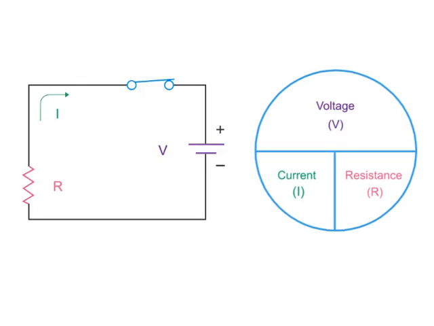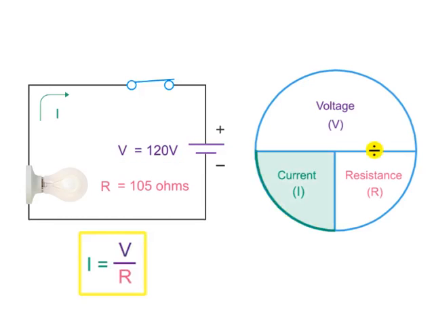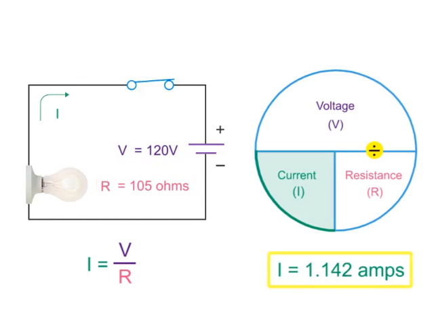Let's look at a few circuit examples and use the various formulas to calculate the values of each of the circuit components. So, for the following circuit, if a light bulb in a lamp has a resistance of 105 ohms, and the voltage to light the lamp requires 120 volts, how much current flows through the light bulb? Using the Ohm's law circle and solving for current, you would divide the voltage by the resistance. So 120 volts divided by 105 ohms is 1.142 amps. So you have 1.142 amps of current flowing through the light bulb.